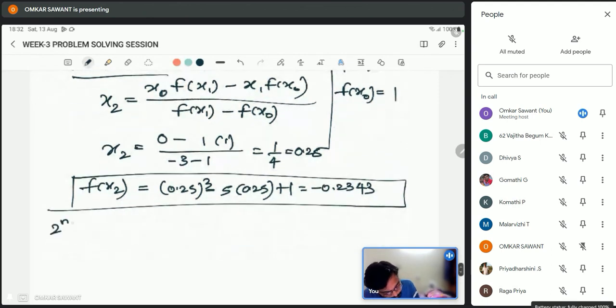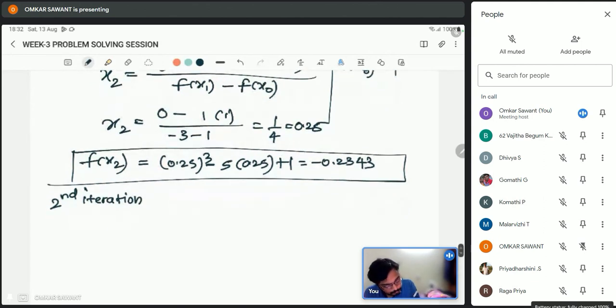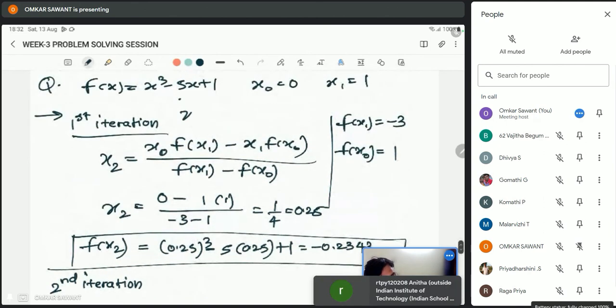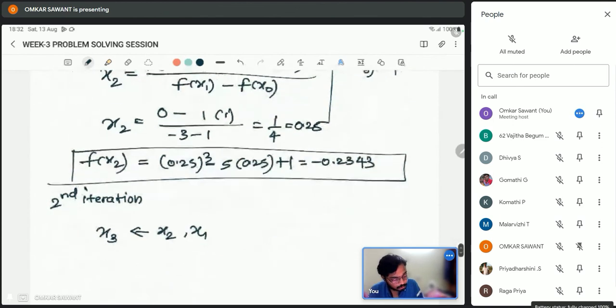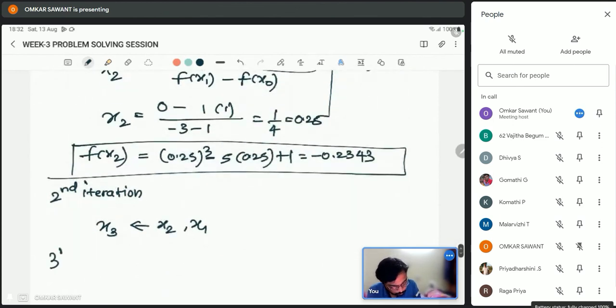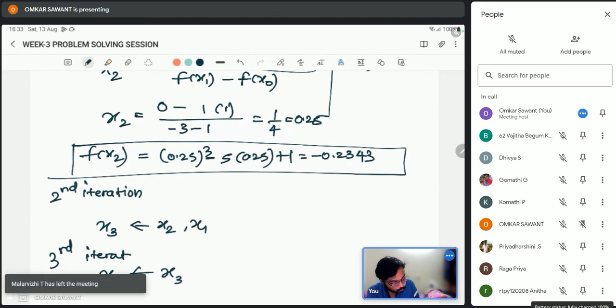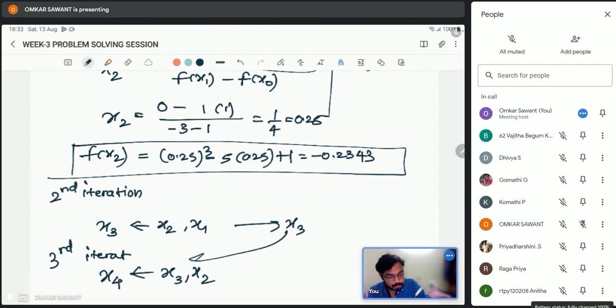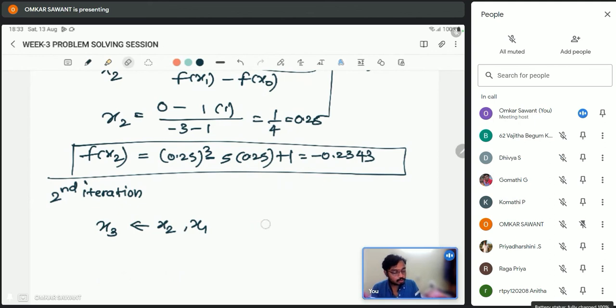Then for the second iteration, what do we do? We calculate x3 based on x2 and x1. Here we calculated x2 based on x0 and x1, which were given. Now based on x2 and x1 we will calculate x3. Similarly, for the third iteration we will calculate x4 based on x3 and x2. Are you getting what I am trying to say? Yes. I am just showing you this in one iteration.